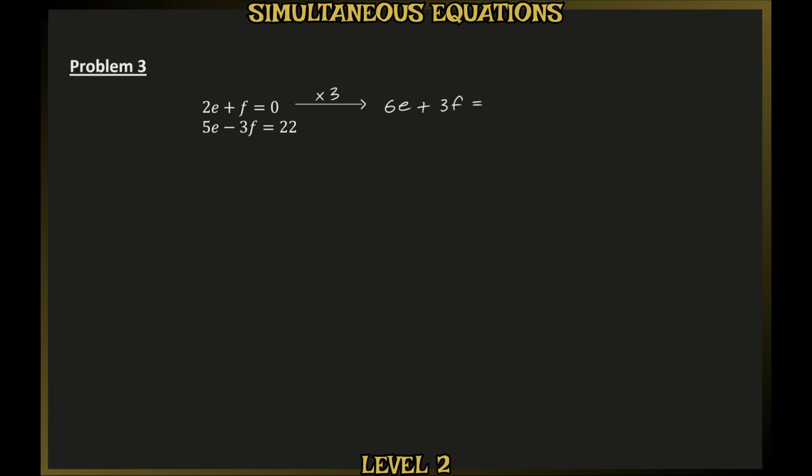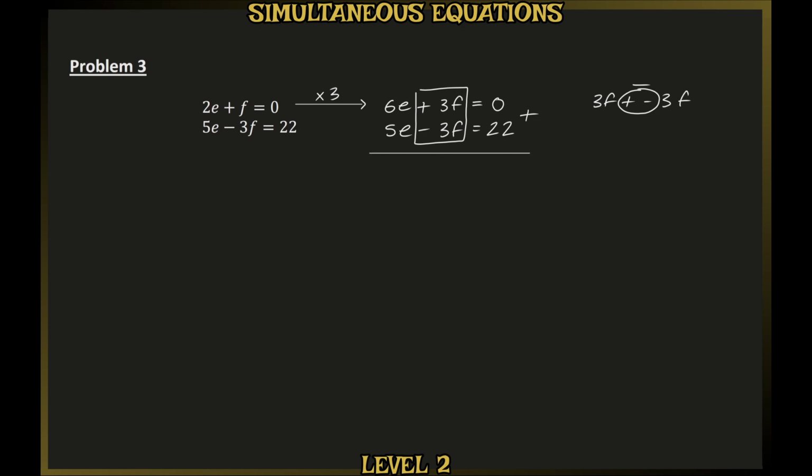So if we multiply everything in that first equation by 3, we have 6e plus 3f is equal to 0 times 3, which is 0. And the equation below just remains the same, so 5e minus 3f is equal to 22. Now here we're eliminating the f's. Because we have a plus 3f and a minus 3f, to eliminate them, we're going to add them together, because 3f plus minus 3f is exactly the same as 3f minus 3f, and that becomes 0. So we're going to add everything in both equations together.